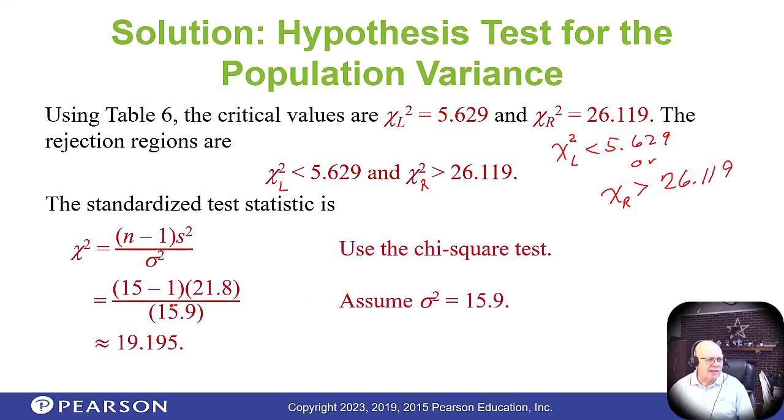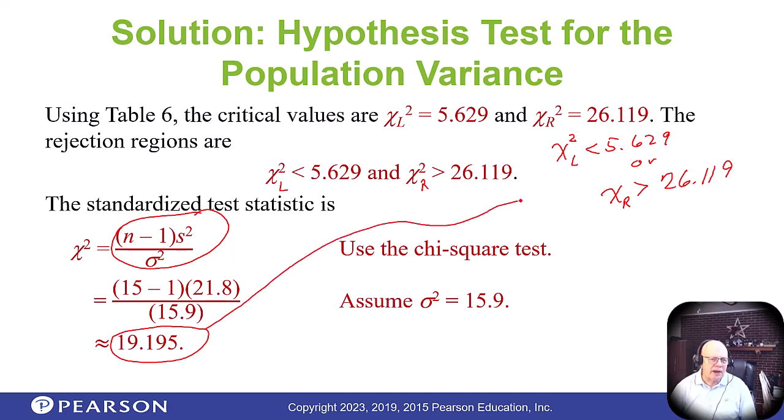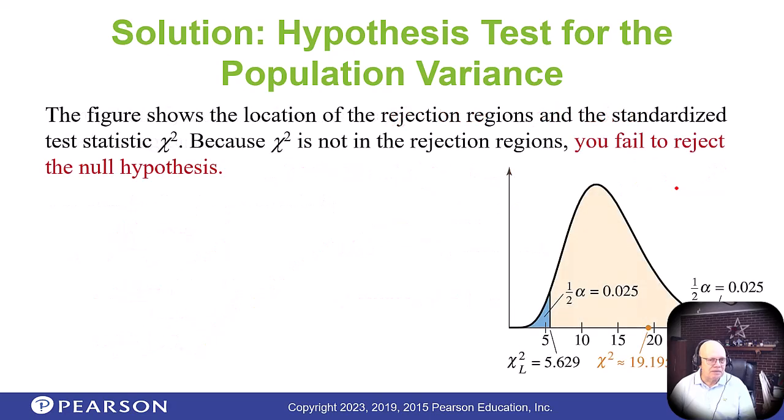So what is the test statistic? Our test statistic, when we use the formula, is 19.195. How does it compare? Oh, it's not less than 5.6. It's not greater than 26.119. So not going to reject the null hypothesis. It's not in either rejection region.